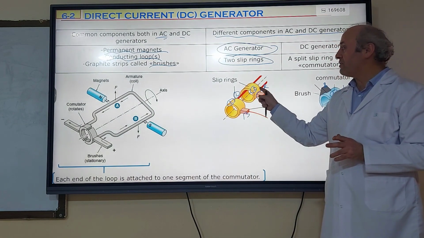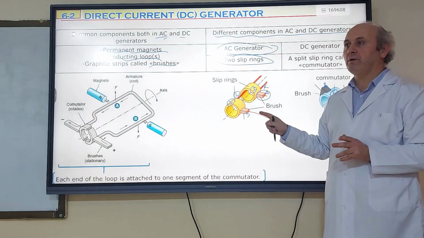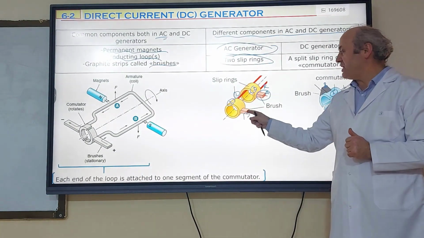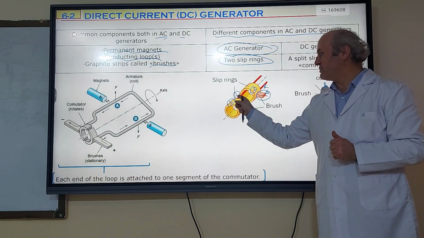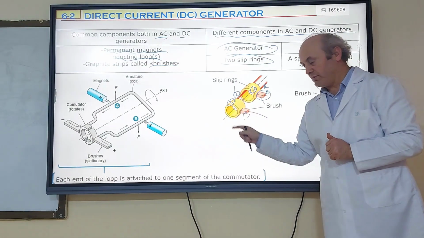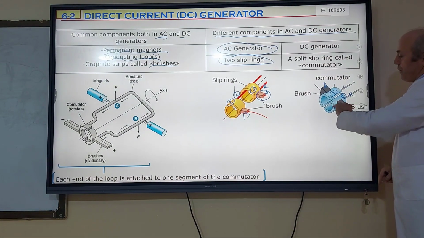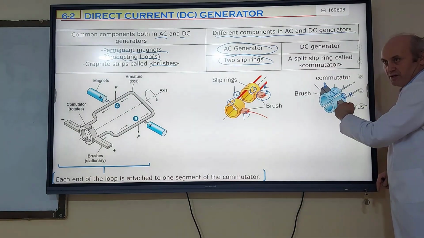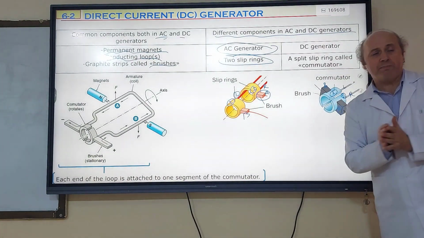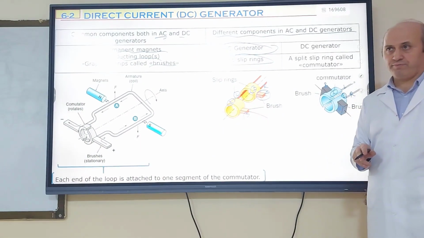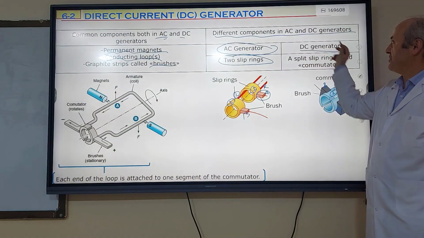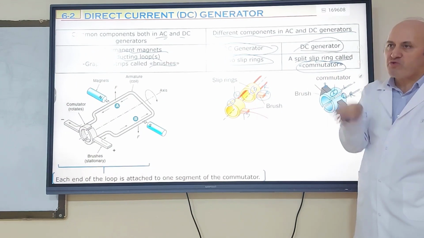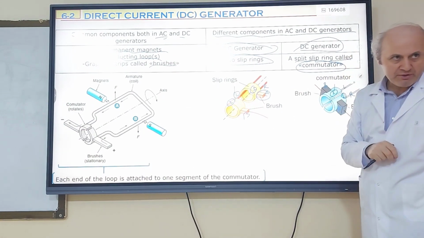In an AC generator, brush A is always in contact with ring 1, always in contact with the right end of the loop, the same end. Brush B is always in contact with ring 2, always in contact with the same side of the loop. But in a DC generator, as I said, when we rotate this split ring, this one goes here, 2 comes here. So this split slip ring is called a commutator. In a DC generator, we have a split slip ring called a commutator, just one ring divided into 2 segments.